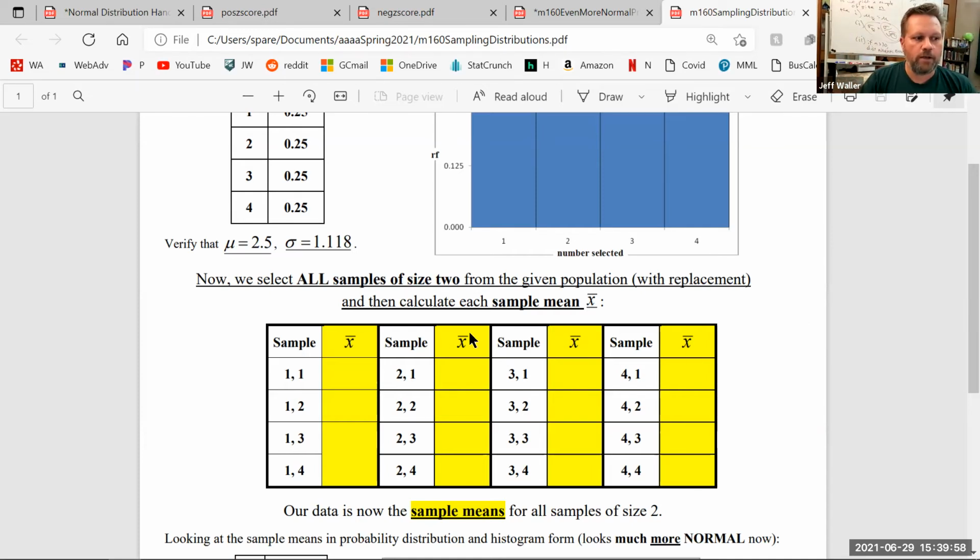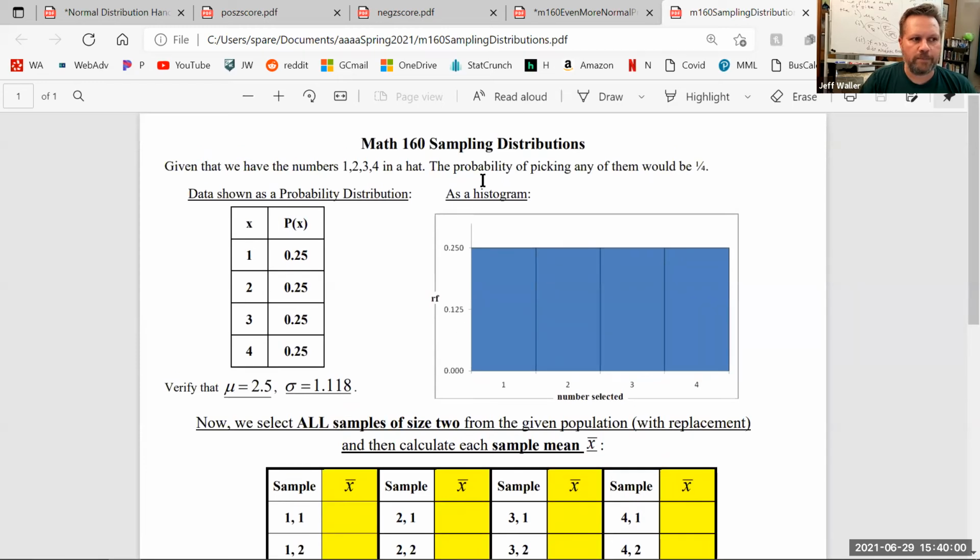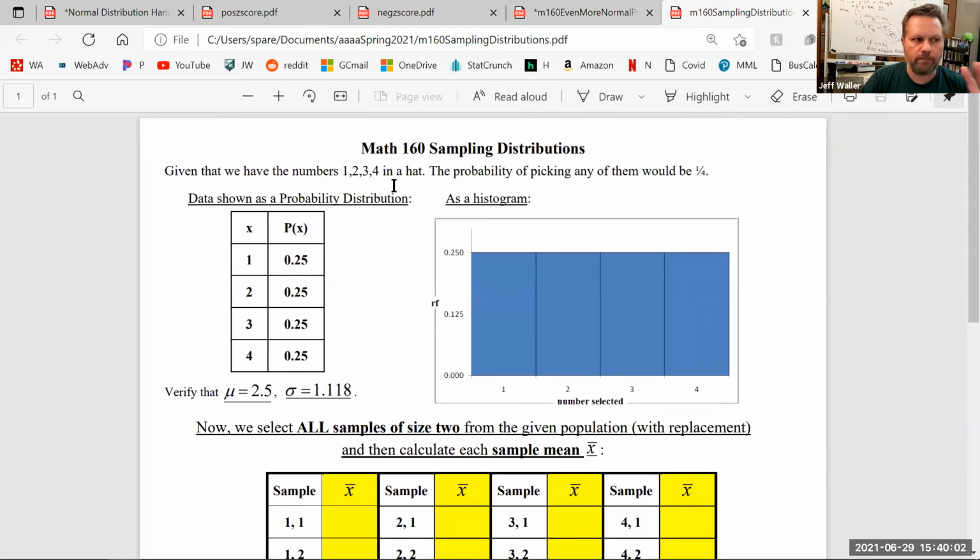So what's the data in the first place? What was the data right at the beginning of the problem? Right up here, what's the data? What's the variable? What's the values of the variable, which is the data? What's the possible things that you pick up? Yeah, 1, 2, 3, 4, correct? Just those individual numbers, right?